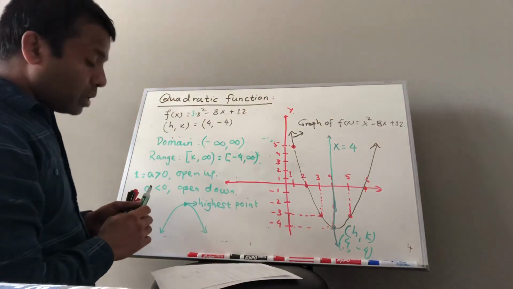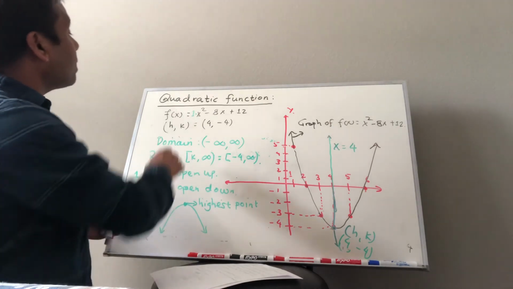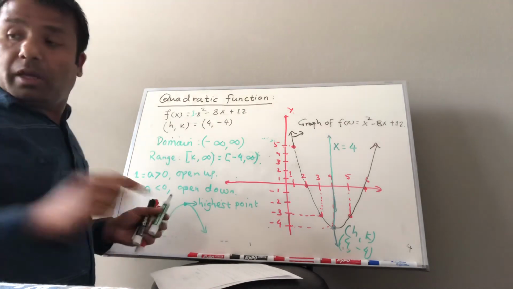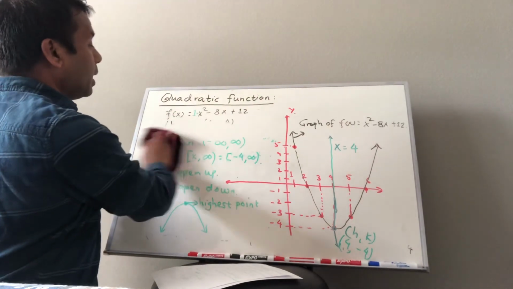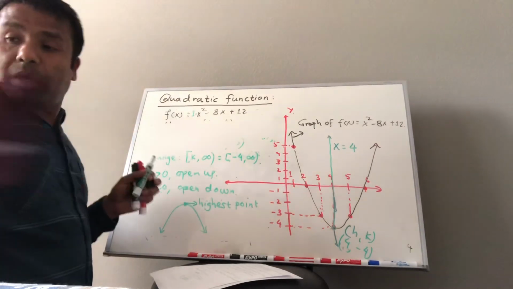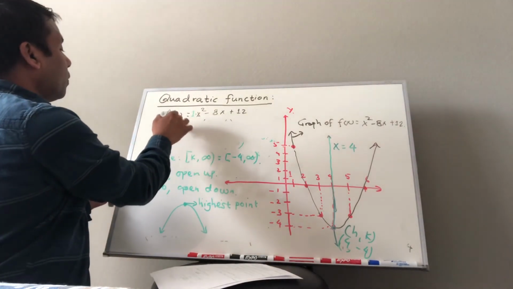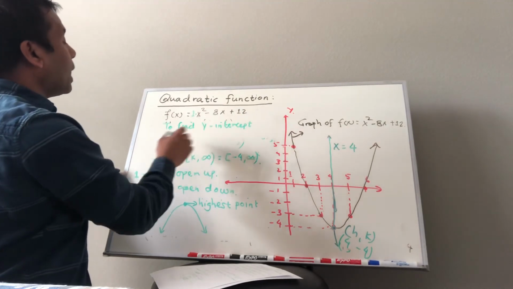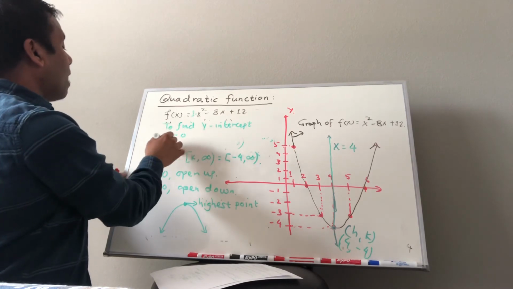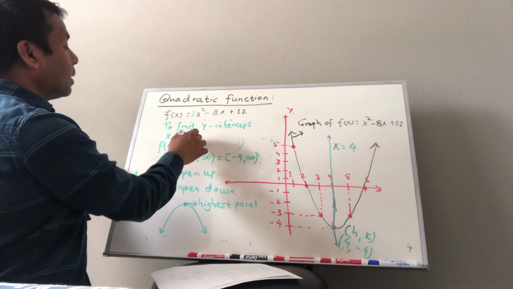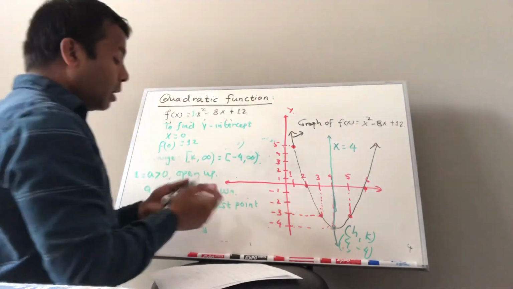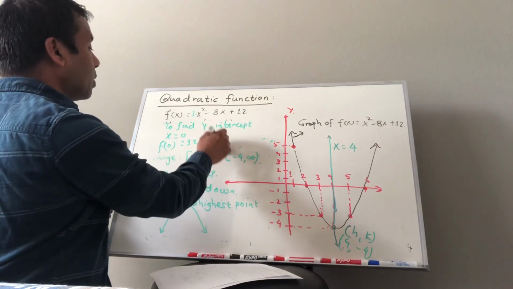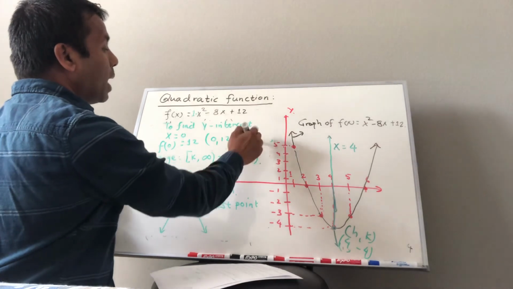And if you want to find the y-intercept, you just plug in x equal to 0. So f of 0 is 12. You see that? So what is the y-intercept? It is 0 comma 12, right? 0 comma 12 is the y-intercept.